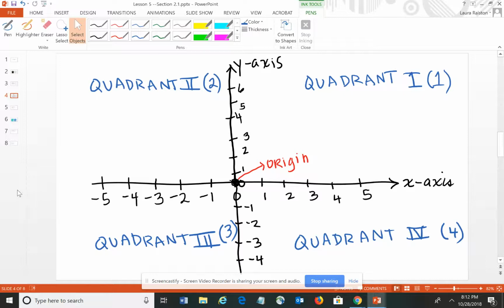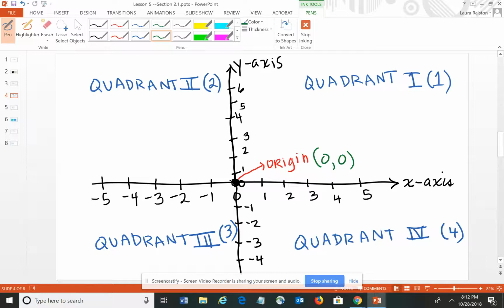one of the things we notice for the origin, the ordered pair that corresponds to the origin would be 0, 0, okay, because we didn't move any left or right, and we did not move any up or down.